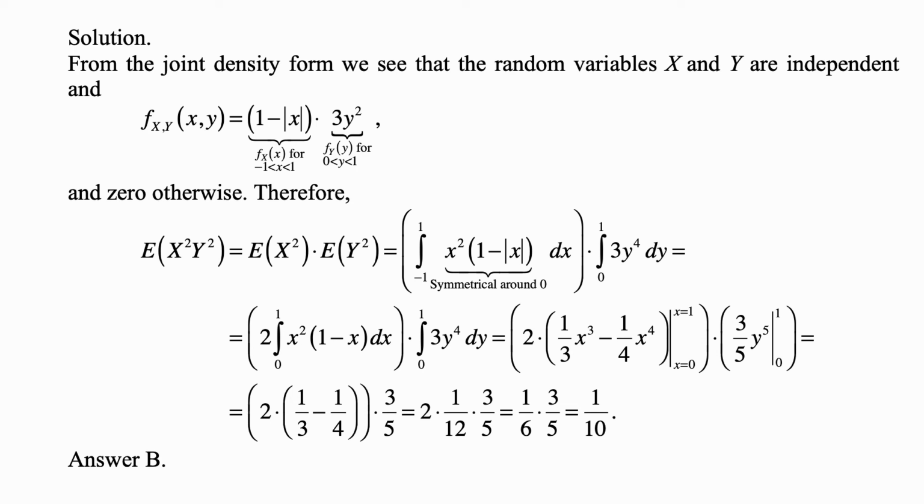And 2 and 12 cancel, meaning 12 divided by 2 is 6. So that becomes 1/6 times 3/5. But of course, 3 and 6 also cancel. 6 divided by 3 is 2. So this is 1/2 times 1/5, which is 1/10. And that's answer B.